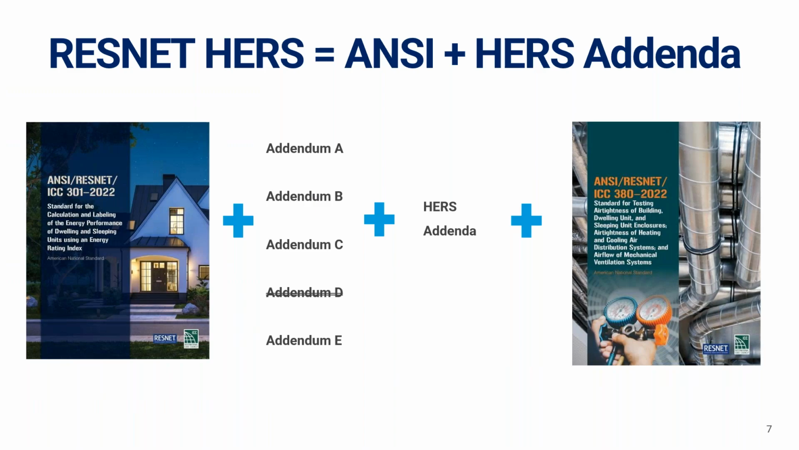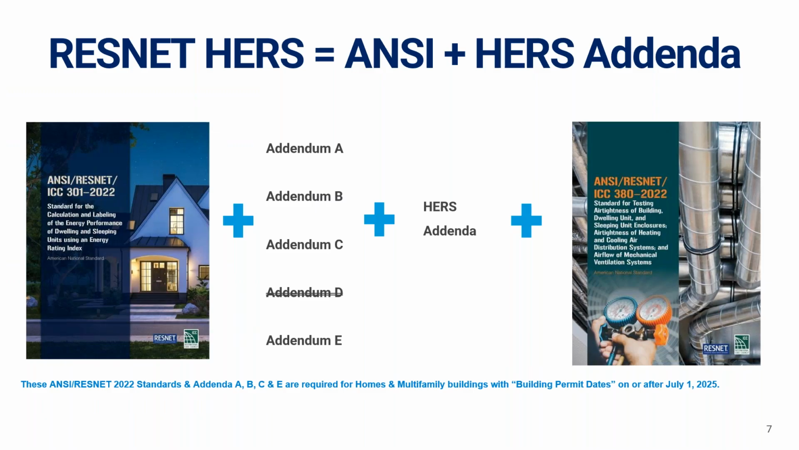So we have the ANSI standards, right? On the left side, we've got the 2022, but ResNet requires that not only do you meet the requirements in the ANSI standard, it's also how many times it's been amended through this addenda process. So the ANSI ResNet standard has been amended already 4 times. So we have Addendum A, B, C, and E. Another fun fact, you can distinguish between an ANSI addendum and a HERS addendum because an ANSI addendum will always be letters. HERS addenda will always be numbers.